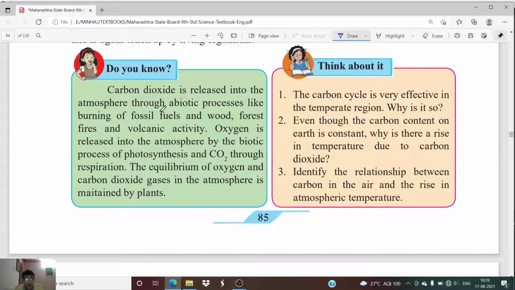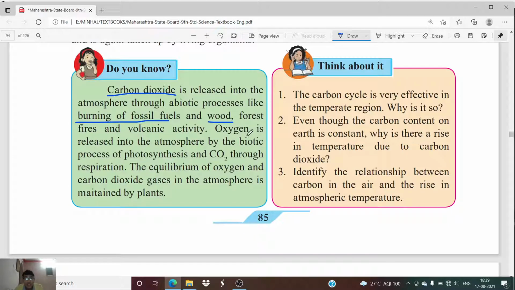Now, do you know that carbon dioxide is released into the atmosphere through abiotic processes like burning of fossil fuels and wood? Okay, forest fires and volcanic activity. So CO2 is not only released by the human beings or animals, but it is also released due to burning of fossil fuels. Okay, whenever we are going to burn kerosene, petrol, diesel, or any other fuel, or whenever we burn wood, or whenever forest fire takes place or volcanic eruption takes place, at that time also carbon dioxide is released in the atmosphere in a very large quantity.